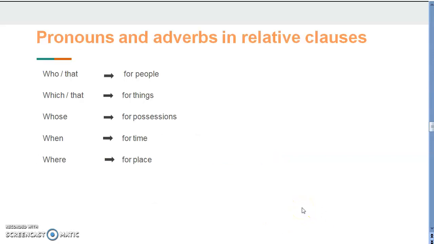So let's see what kind of relative pronouns we can use to define what kind of things. For people we use who or that. For things we use which or that. For possessions, which means something we own, we have, we use whose. For time we use when, and for places we use where.